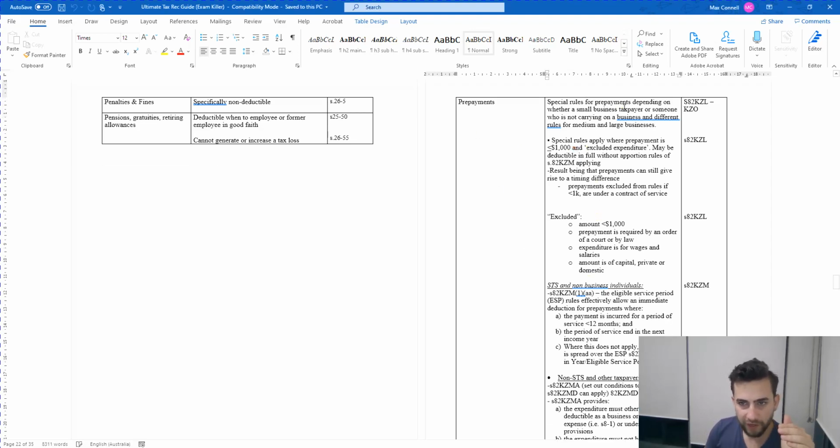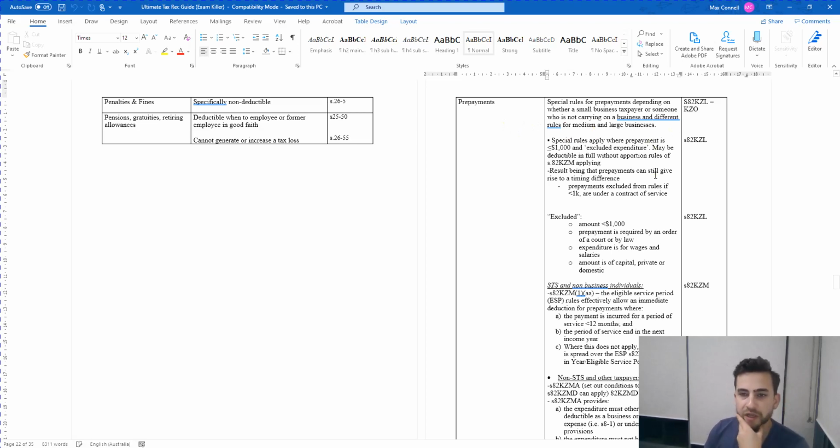So let's have a quick read at how we actually treat prepayments. Now of course I'm going slowly during this, but once you learn the standard approach for different types of items, you can hopefully do it a bit quicker, because time is of the essence in the exam. Okay, anyway, so special rules for prepayments. It depends on whether they're a small business or a large business.